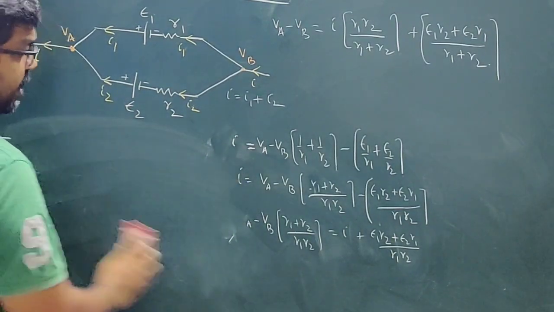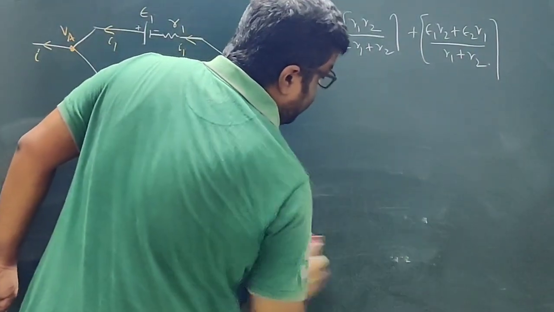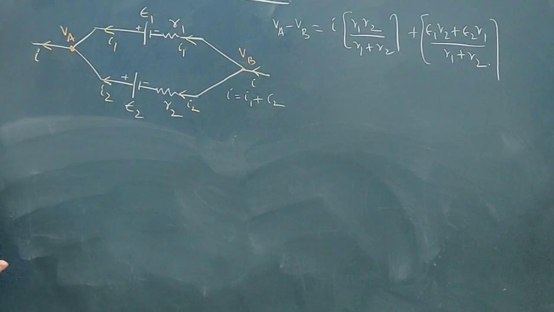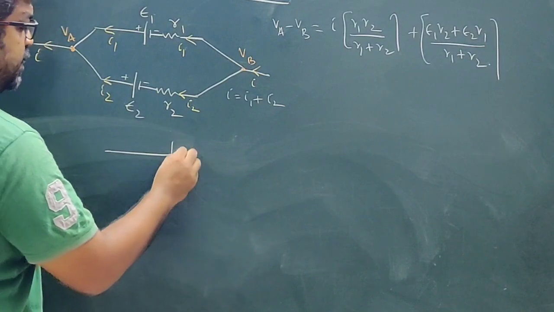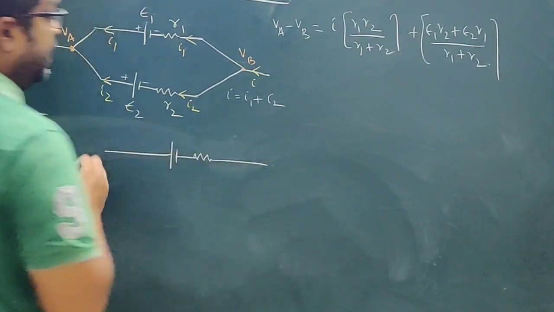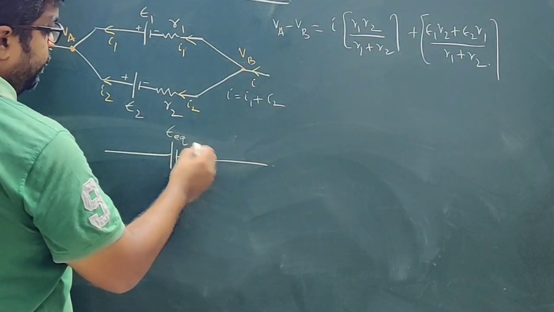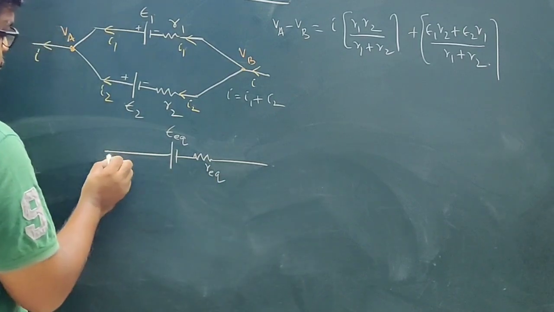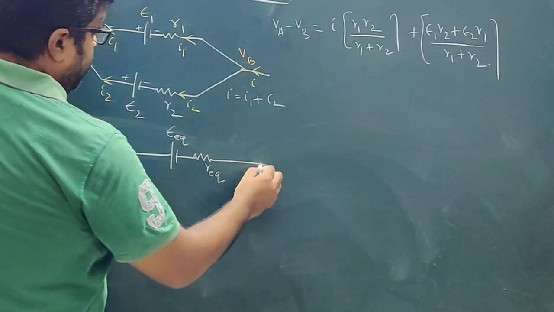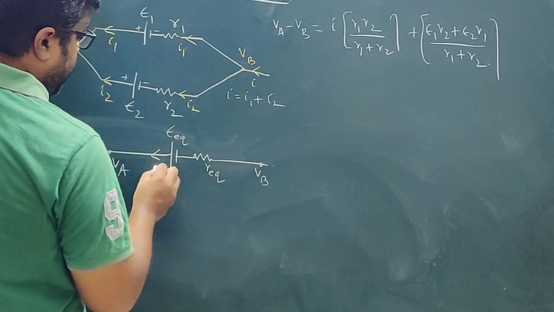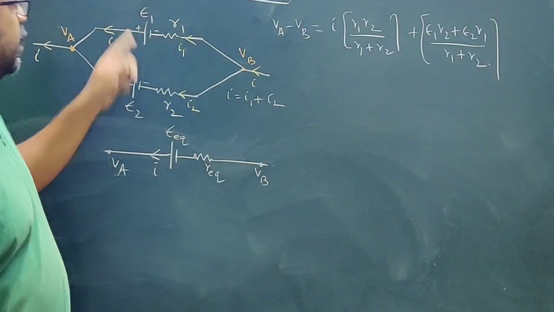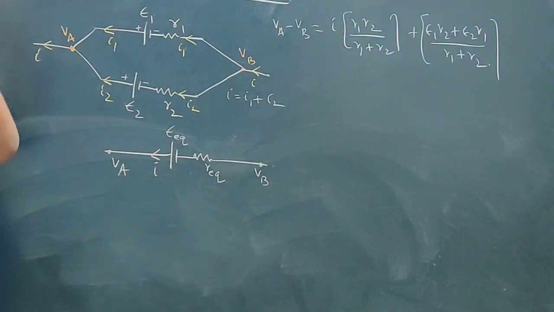Now, if we have to find the equivalent EMF of these two cells, then I need to draw the equivalent circuit for this. So that is a single cell producing the same effect as the given two cells. This is E equivalent, this is R equivalent, this is VA, this is VB, and current I is flowing. I is the total current flowing in the circuit, isn't it?